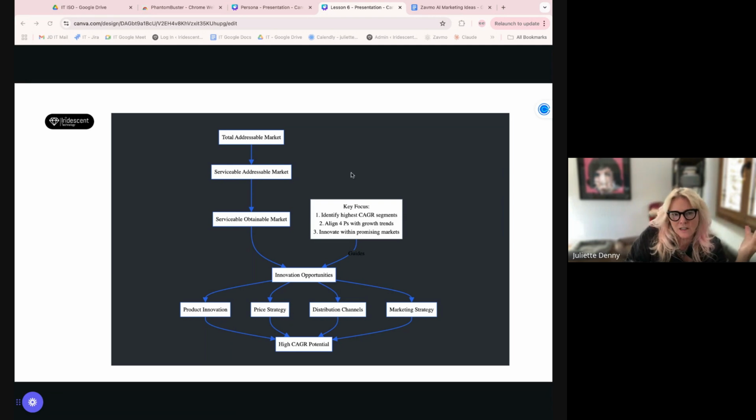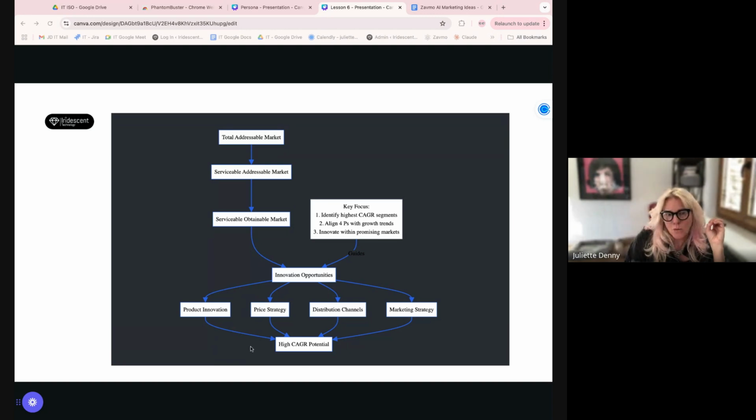So this is basically what we're going to talk about today. What is the total addressable market? And again, I'm going to go through a case study on that so you can see what is the serviceable addressable market, and then what is the serviceable obtainable market, okay? So that we can really look at this. And then that all drops down into where innovation should happen, into the 4 Ps. So product innovation, price strategy, distribution channels, and marketing strategy.